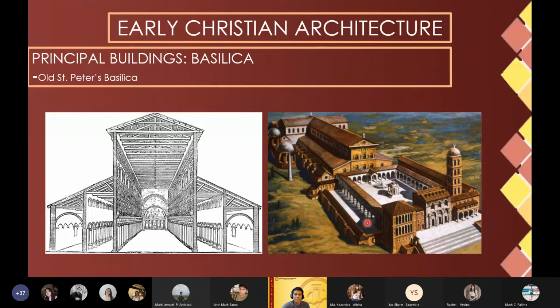They did not just renovate and add to it. The old St. Peter's Basilica was fully demolished and they built the new one, which is on the previous slide. So here, you will see in the history books that St. Peter's Basilica contains the basic parts of a church, which we will discuss later on.